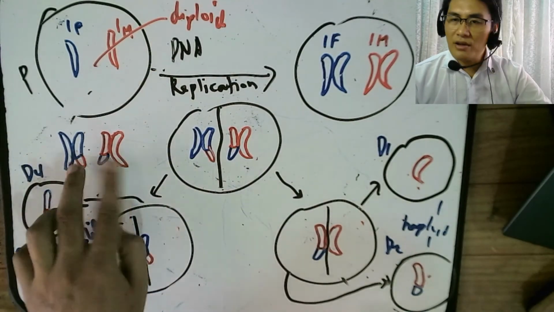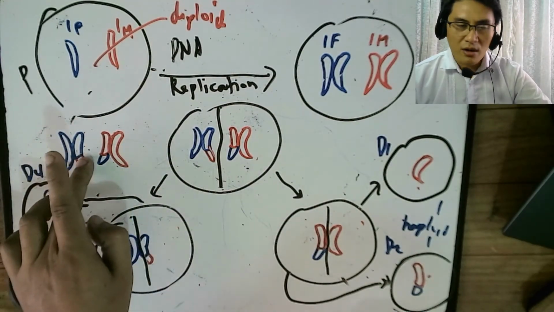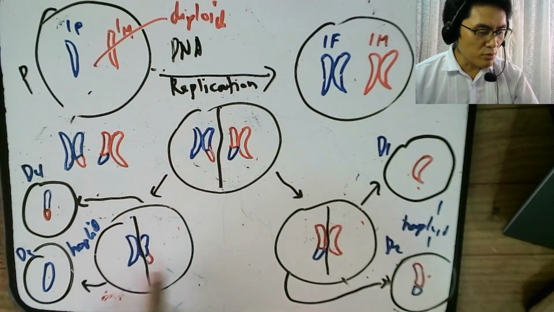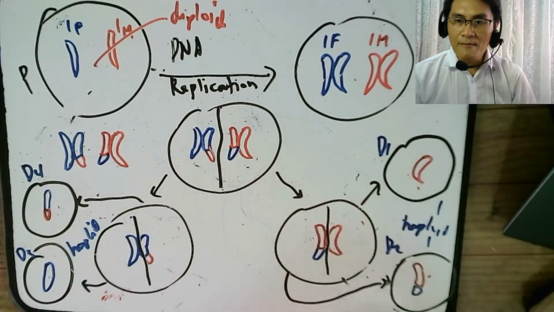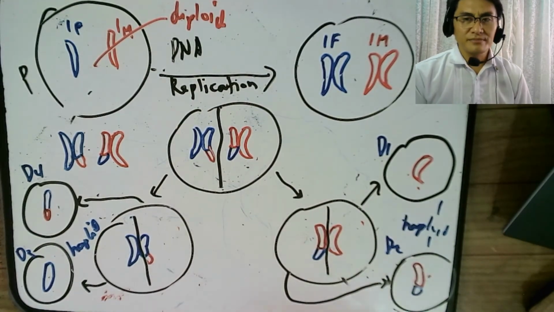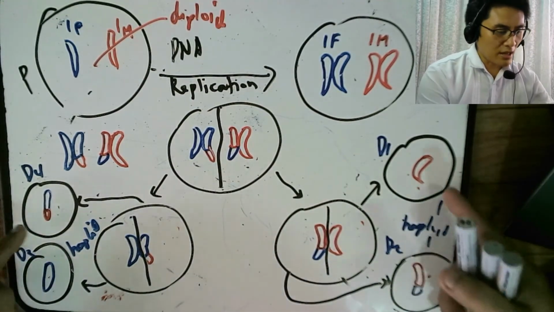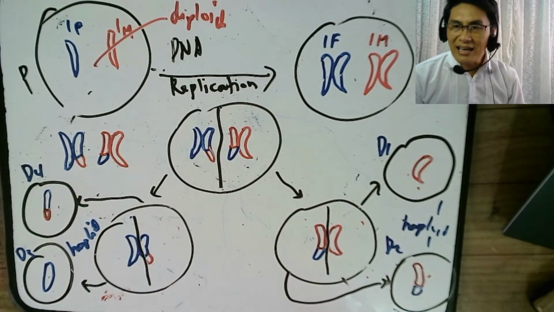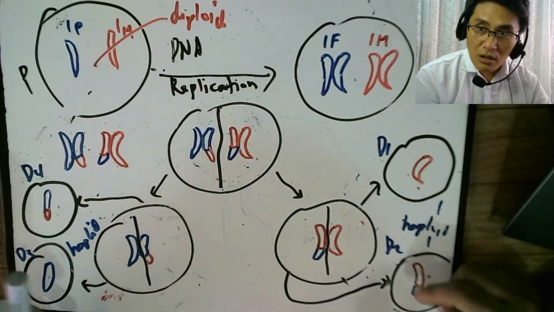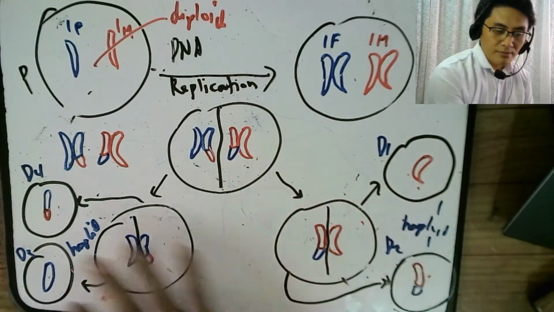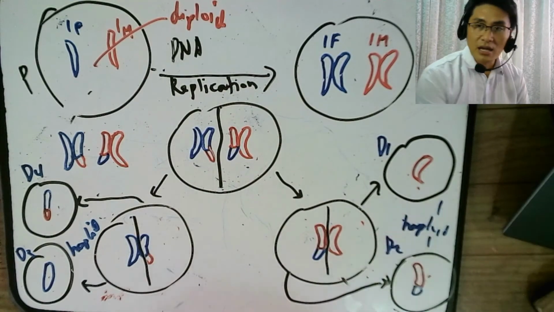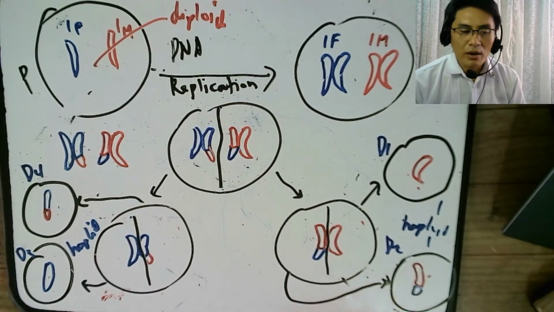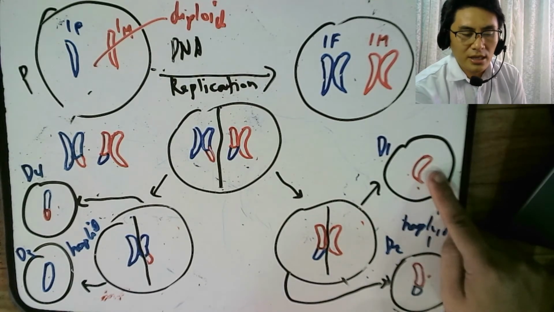That's exactly the reason why they cross over. Because if they did not cross over, then this would be blue, blue, red, red. This would be blue, blue, red, red. This would be blue, blue. This would be red, red. So they will not be identical, but still, it's not as variant as when you have four different cells.